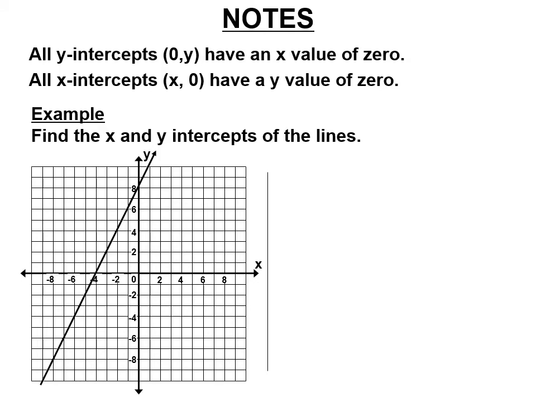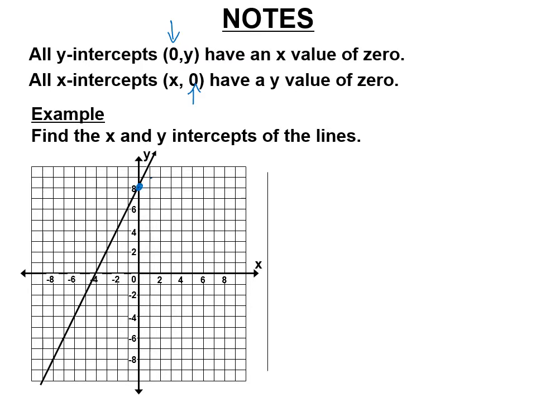Okay. So please, all y-intercepts start with 0. Does that mean if a point starts with 0, it has to be the y-intercept of the line? Yes, it does. If it ends in 0, does it have to be the x-intercept of a line? Yes, it does. All right, so find the x and y-intercepts here.